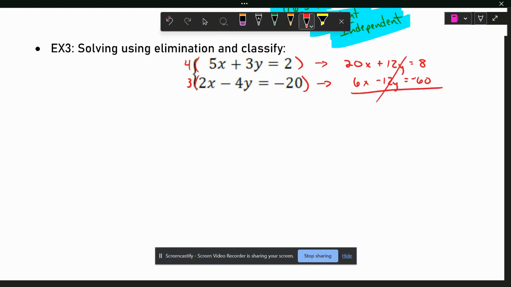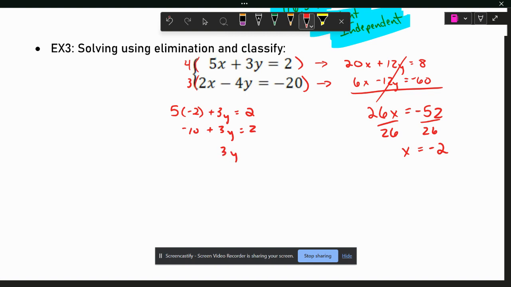And now, as you can see, the 12y and negative 12y disappear. So I'm left with 26x is equal to negative 52. Divide by 26, and x is equal to negative 2. Okay, so it's eliminating that variable of y. You could have eliminated x. It just would have given you your y value. And then once I have that, I'm going to plug it back into one of the two equations. I'm going to plug it back into the top equation. And then I get my coordinate point of intersection.